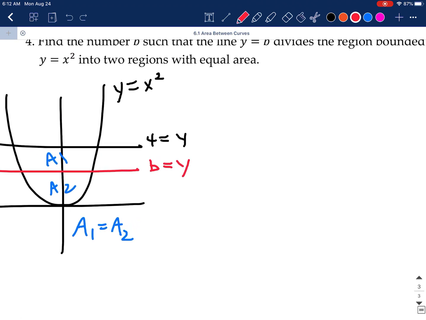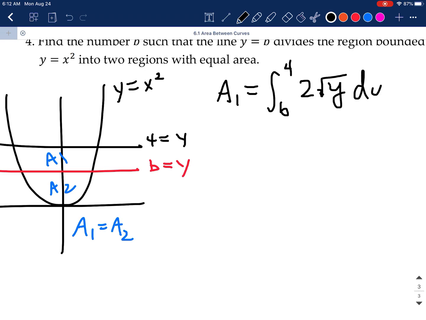So if we think of each one separately, area 1 is going to be the integral from b to 4 of what? That would be along the y-axis. Okay, so we could do that. And if we do that, then our height is going to be 2 times the parabola's height, since we're symmetric. So this would be x equals rad y. So we could do 2 rad y dy.